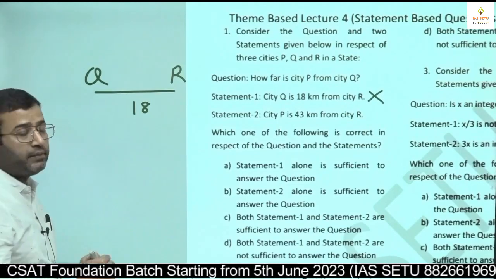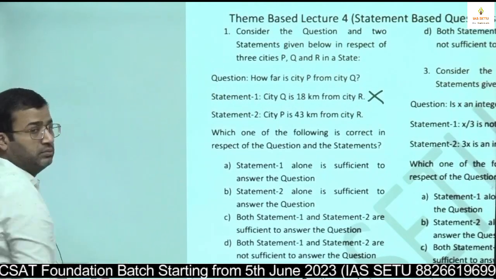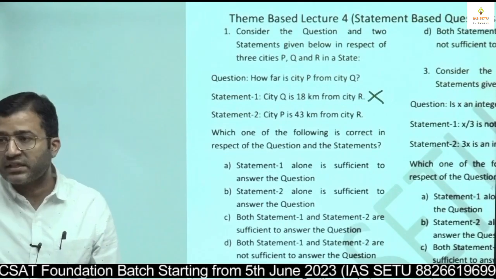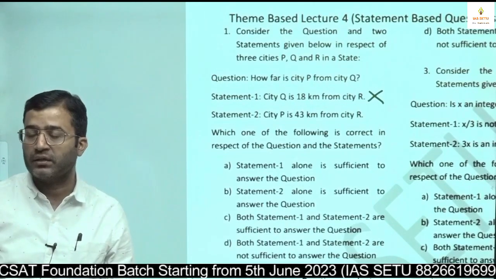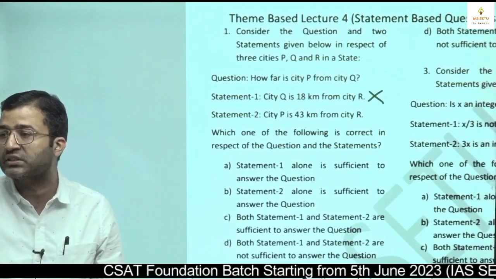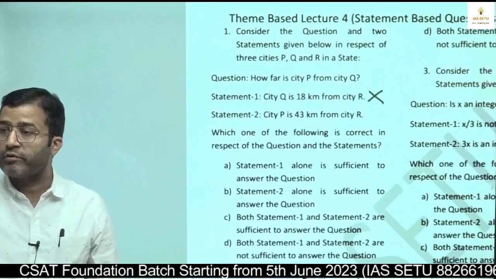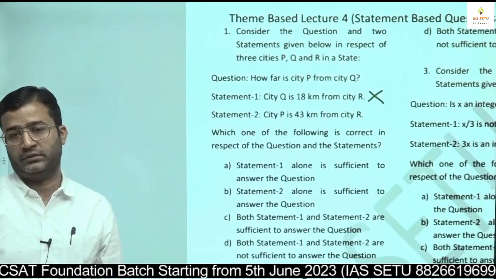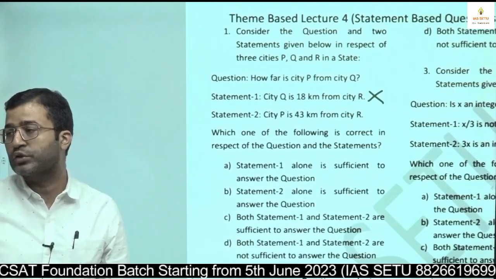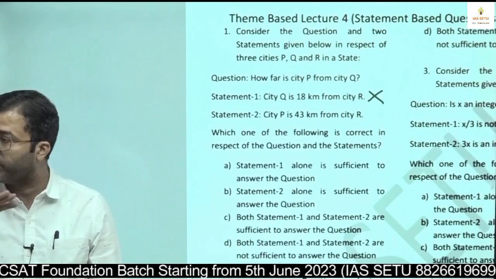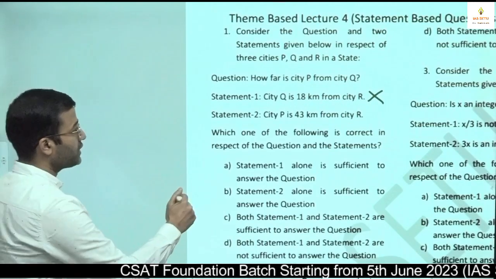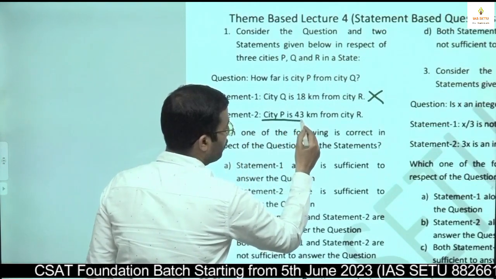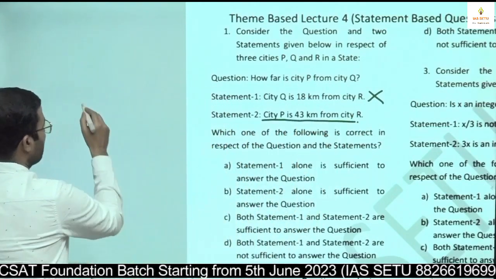When you use statement 2, आप statement 1 को हटाओ. Because sometimes there is a reflection of statement 1 in your mind. गलती से statement 1 वाला कुछ हिस्सा use कर जाते हो आप. You have to use statement 2 only. No use of statement 1 at all. Statement 1, forget about that. Only statement 2. CTP is 43 kilometer from CTR.